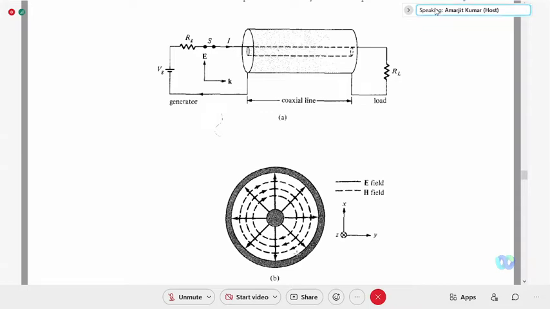The name is transverse electromagnetic wave. That means the electric and magnetic fields do not have any component in the longitudinal direction. So Ez is equal to 0 and Hz is also equal to 0. In the longitudinal direction, the electric and magnetic fields are 0. We have only transverse components, so the name is transverse electromagnetic.